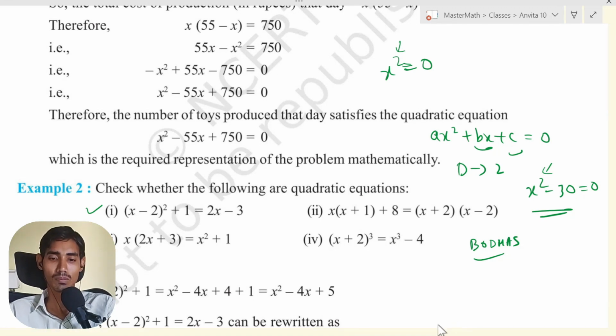x square minus x square plus 3x minus 1 is equal to 0. 2x square minus x square is x square plus 3x minus 1 is equal to 0. So this is a quadratic equation because it is coming as x square plus 3x minus 1 is equal to 0. That's correct. It is a quadratic equation. Now the fourth part.